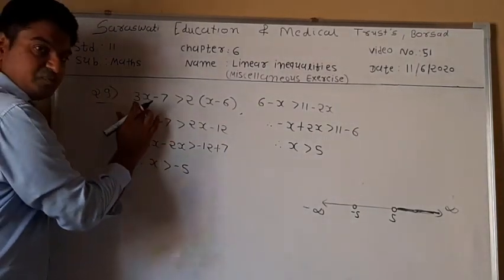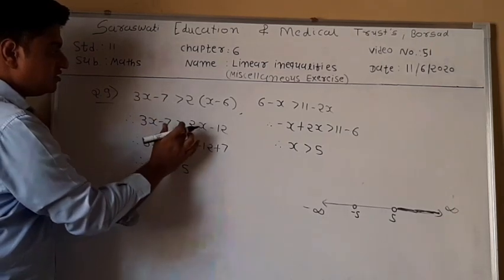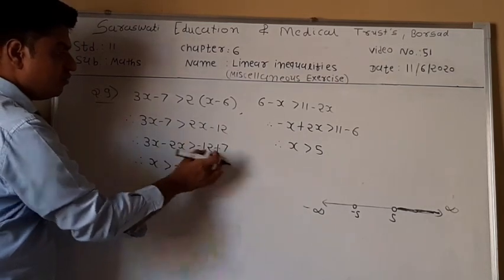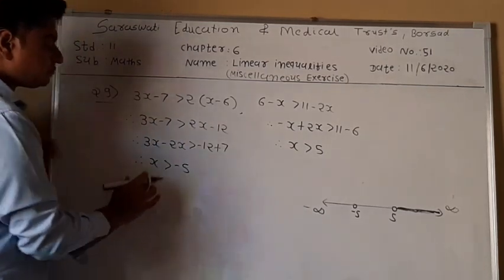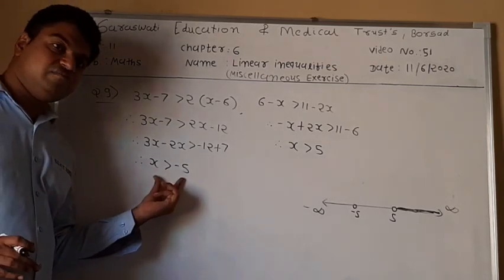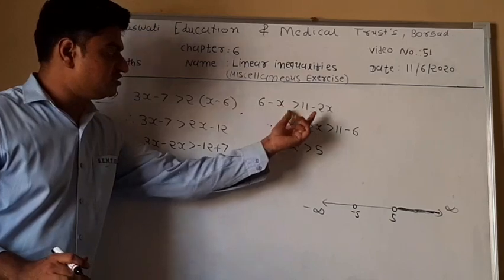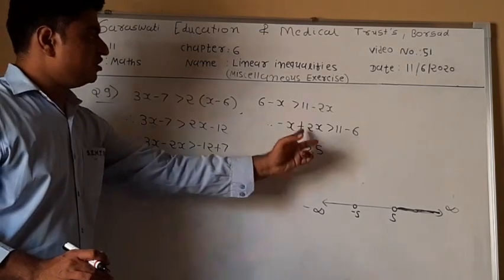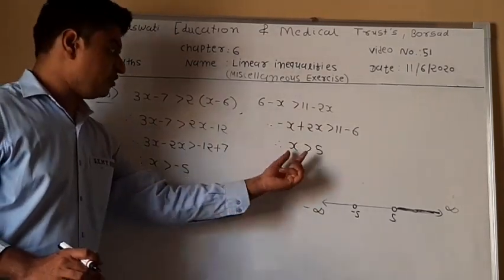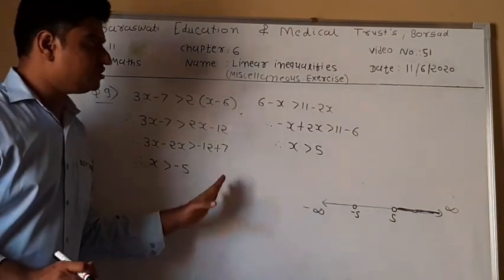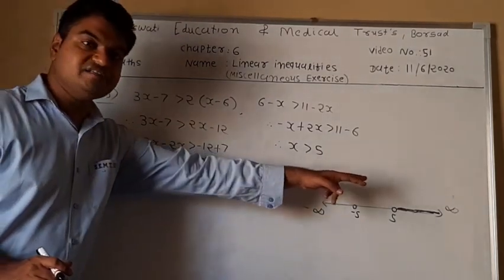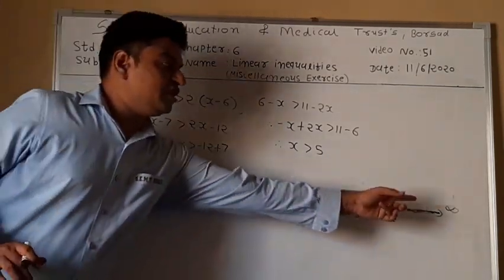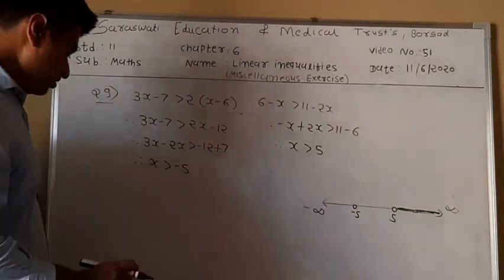Again, here the inequality is present, so solve it. 3x minus 7 greater than 2x minus 12. Now 3x minus 2x greater than minus 12 plus 7. Simplify, so x greater than minus 5. In the other inequality, 6 minus x greater than 11 minus 2x, so minus x plus 2x greater than 11 minus 6, x greater than 5. In both inequalities the arrow goes to the right, toward infinity, but which portion is common? The common portion is this portion, so our answer is this one.